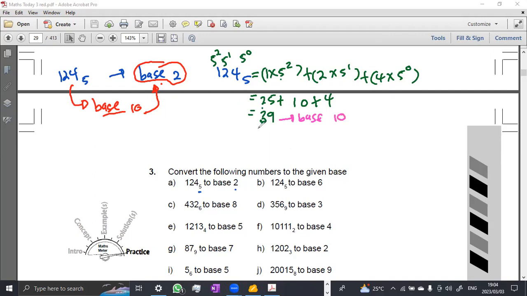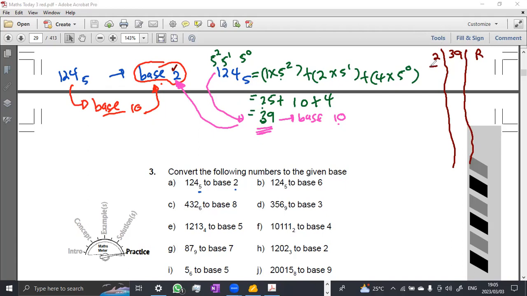Now the 39 is in base 10. How are we going to convert it to base 2, because our answer is supposed to be in base 2? We are back to the conversion from base 10 to any base. You have to divide by the given base, noting all the remainders. So we are dividing by 2 now, noting our remainders down. That is the idea.